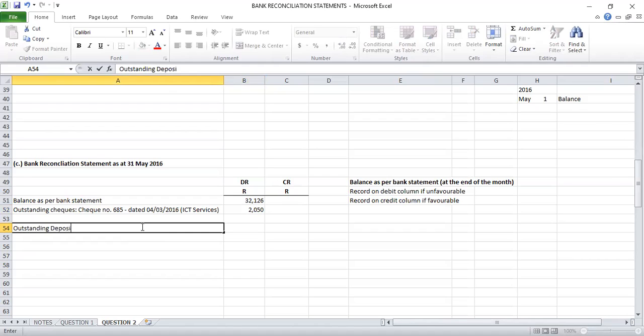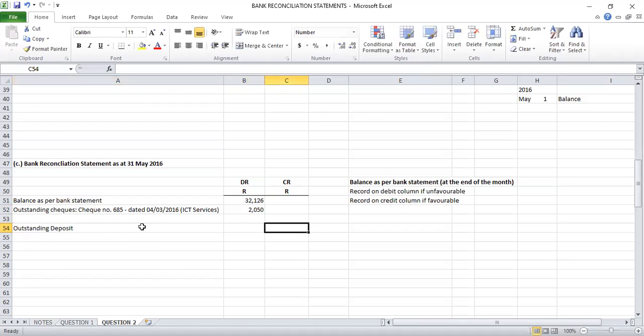An outstanding deposit is recorded on the credit side of our bank reconciliation statement. Why? Because when it's cleared, when it goes through the banking system, a deposit will increase the money in your bank account. And remember, a bank statement increases on the credit side. So outstanding deposits go on the credit side of the bank reconciliation statement.